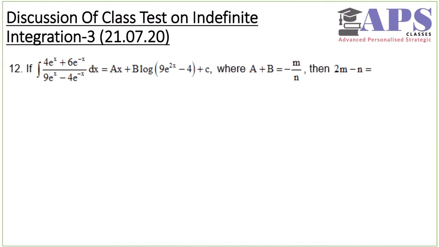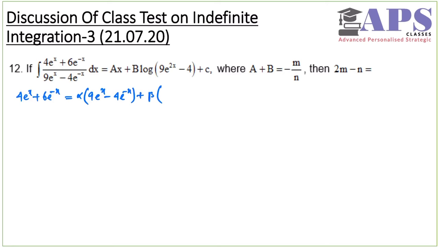This question is also similar to the previous one. Since on the right hand side we have ax plus b into something, ax means there should be some integration of dx, that will give us ax. So let us check that. I can write the numerator 4 e to the power x plus 6 e to the power minus x in terms of the denominator and its derivative also, and then we will find alpha and beta.